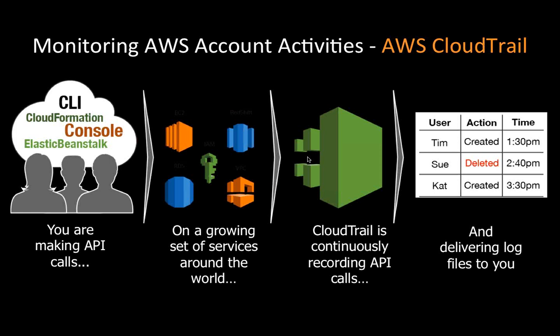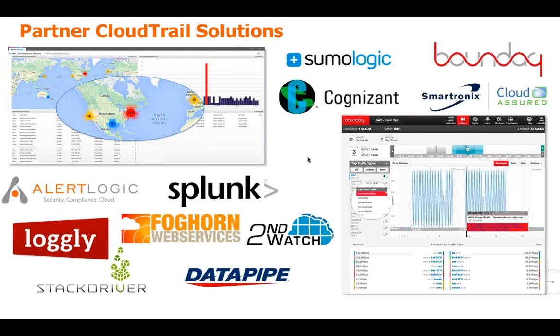Basically, as you are interacting with the cloud using many of the different interfaces like command line, the console, Elastic Beanstalk, etc., ultimately you and your people are making API calls. They are making API calls on the growing set of services that implement the AWS cloud, and CloudTrail can continuously record these API calls from your users to the system and then store them as log files. And ultimately, these log files need to be analyzed.